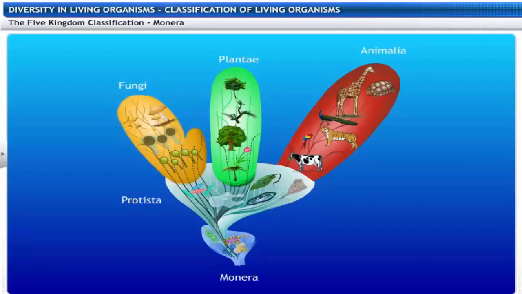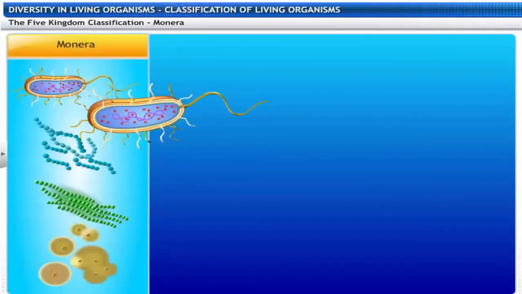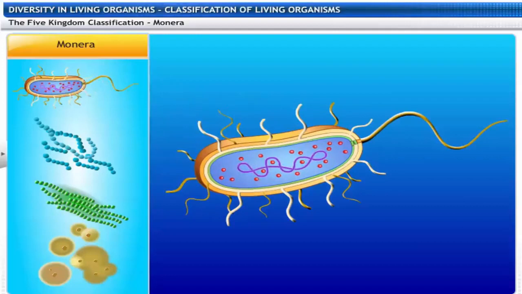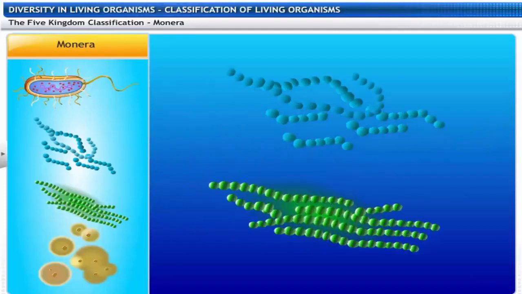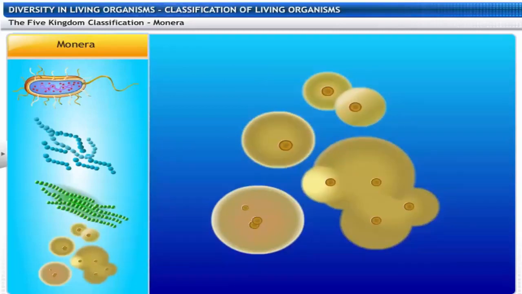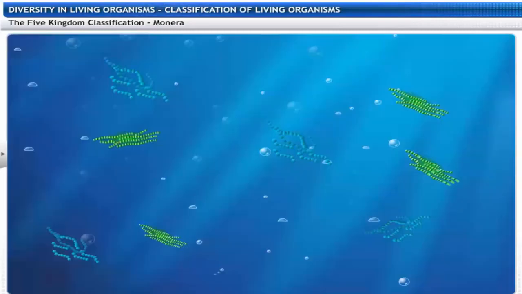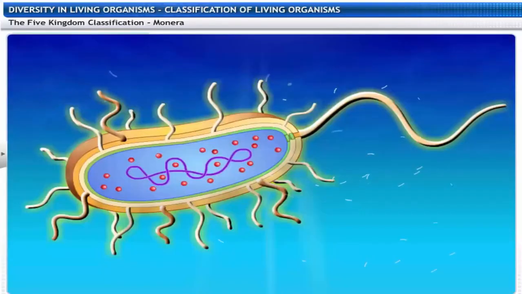Now, let's take a good look at the 5 kingdoms. The kingdom Monera includes prokaryotic cells which lack organized nucleus and membrane-bound cell organelles. Some of the common monerans are bacteria, blue-green algae, or cyanobacteria, and mycoplasma. Monera are autotrophic. They get their nutrition by synthesizing their own food. They are also heterotrophic. That is, they get their nutrition from the environment.